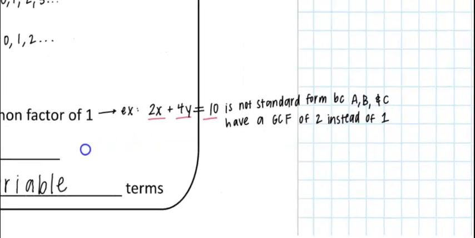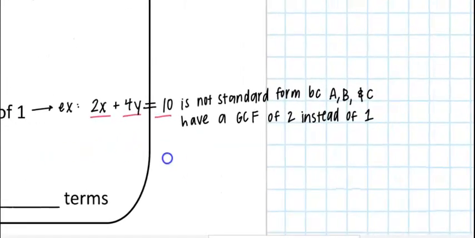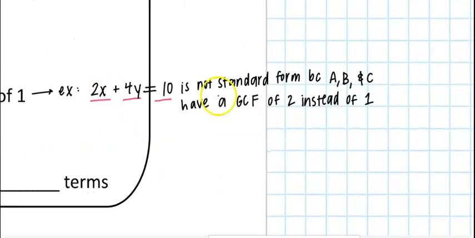Let's look at this equation: 2x plus 4y equals 10. It's close to standard form because it has the x term first, then the y term, then the equal sign, then the number. But it's not standard form because a, b, and c, 2, 4, and 10, have a greatest common factor of 2 instead of 1.